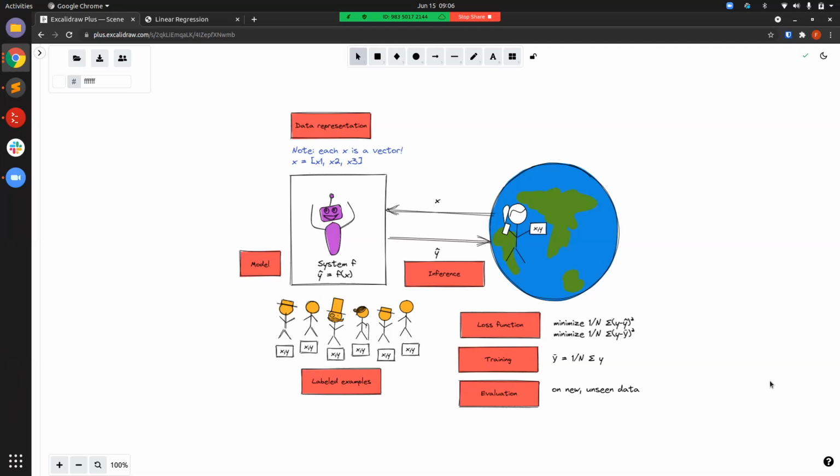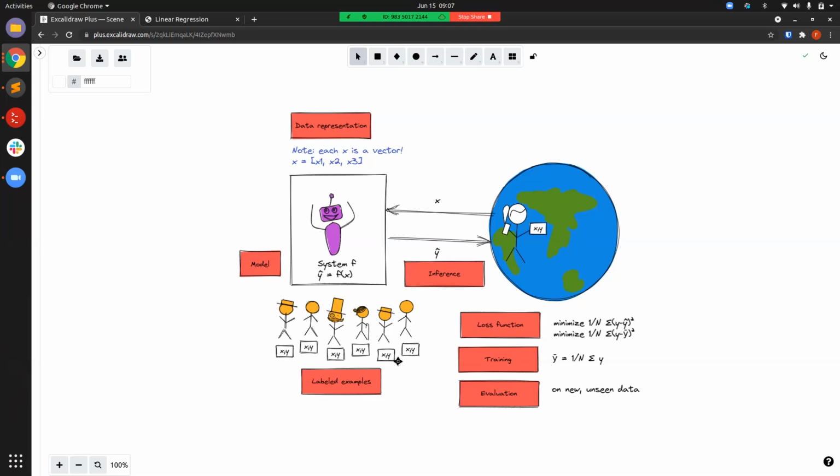We said we had this recipe for simple machine learning. We start with data representation. We took our data represented as, let's say, a vector. Then we propose a model. So in this case, our model was y hat is equal to W0. We have our labeled examples of data.